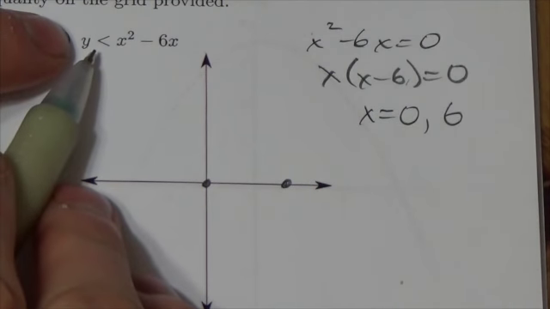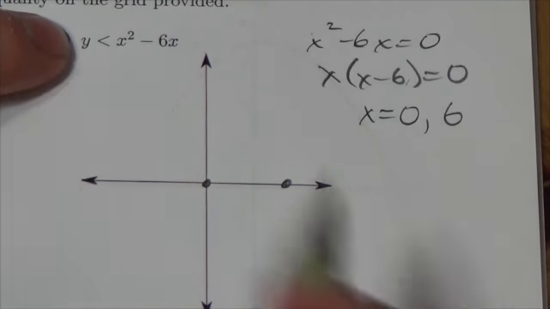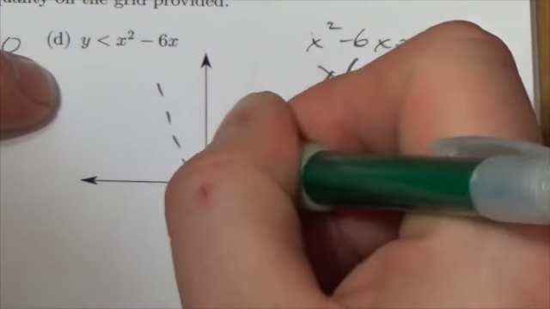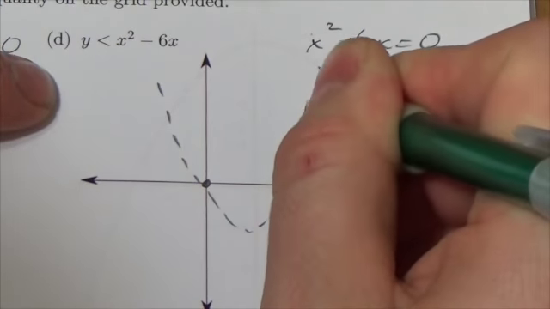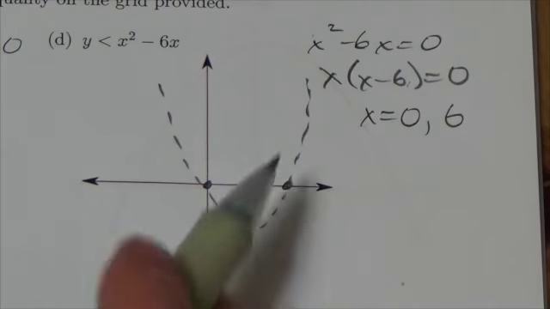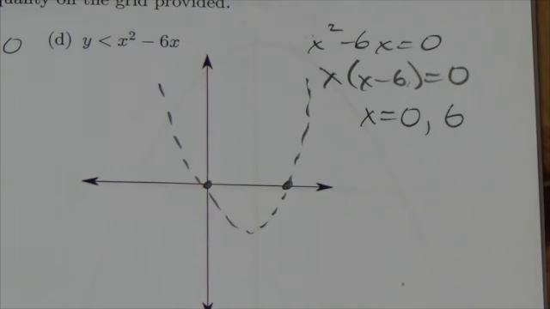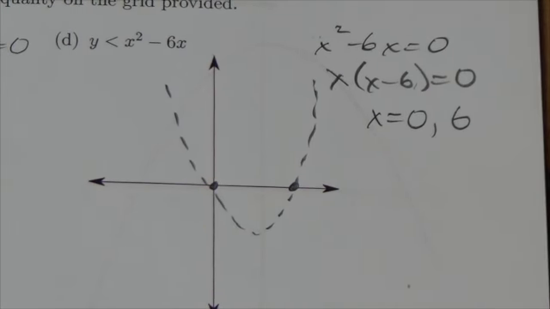I look at the inequality and I notice that it doesn't have the or equal to. So this is a parabola that opens up and it's a dotted line, because we're not including that line there.